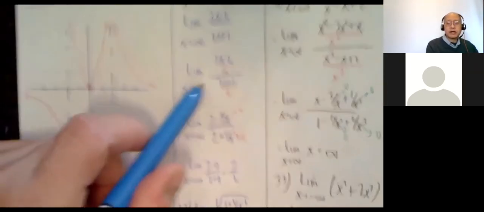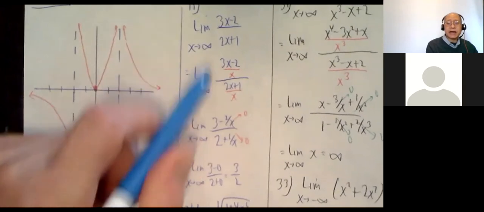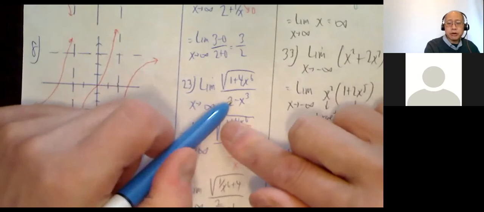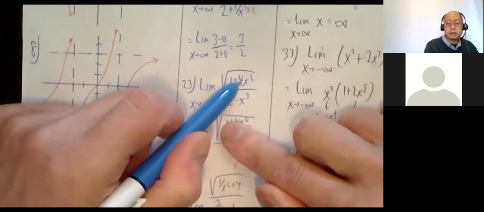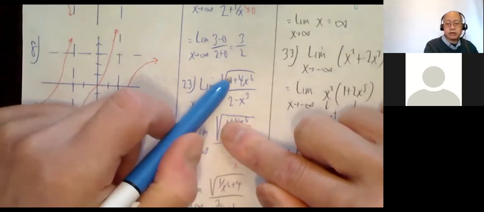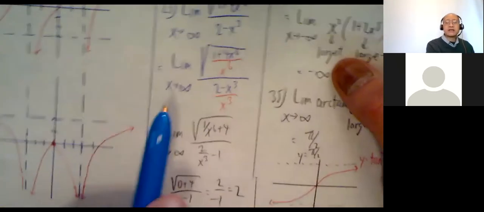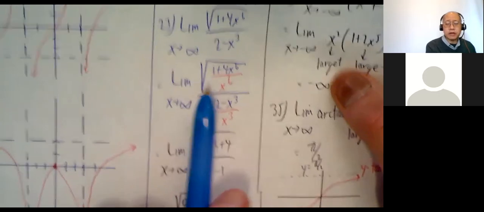Okay, now remember over here, I divided top and bottom by x. We're sort of saying both of these are x cubed. This one has a square root though. So here's the trick. I divide top and bottom by x cubed, but in a funny format.